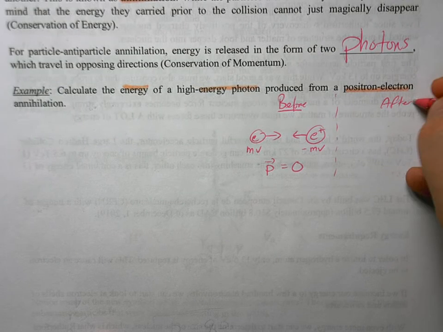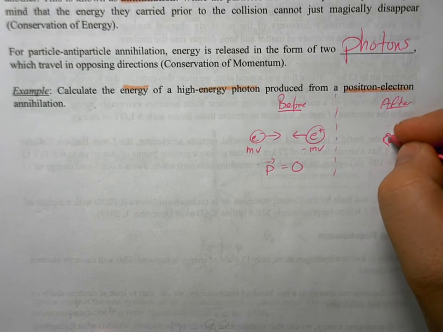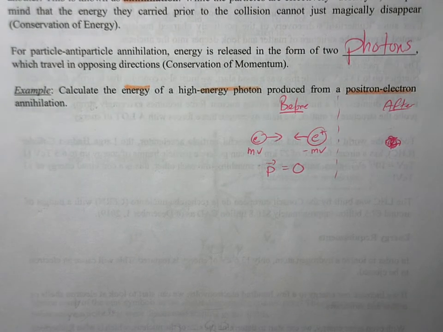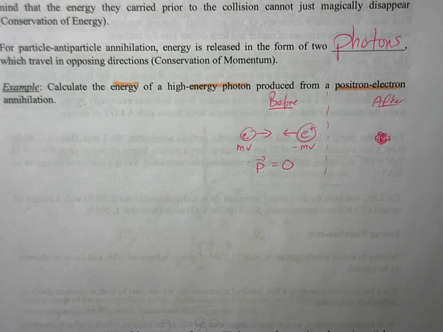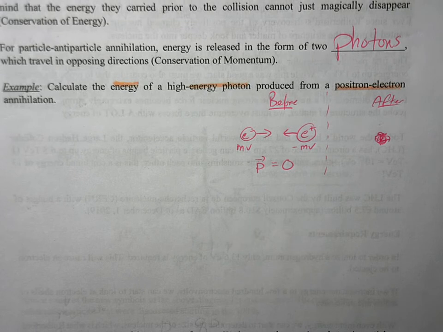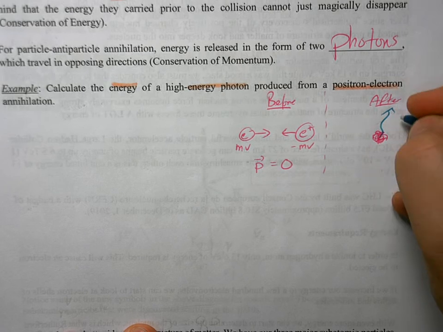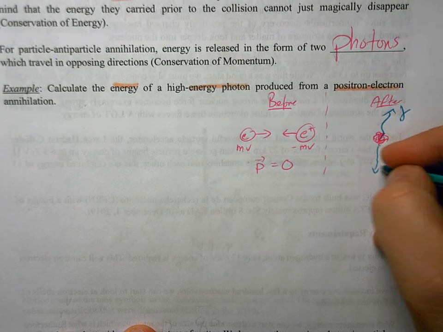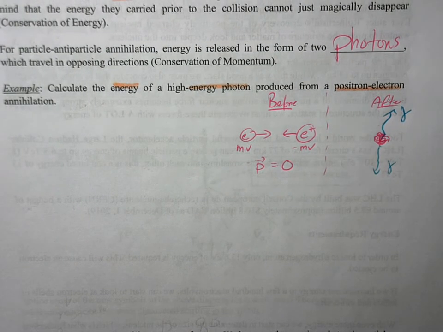Now, after the fact, those particles are going to annihilate. We'll call that some sort of annihilation. If we had no momentum beforehand, we're going to have no momentum after the fact. So after this collision, we're going to have two separate photons that will carry away the energy of that antiparticle-particle collision.